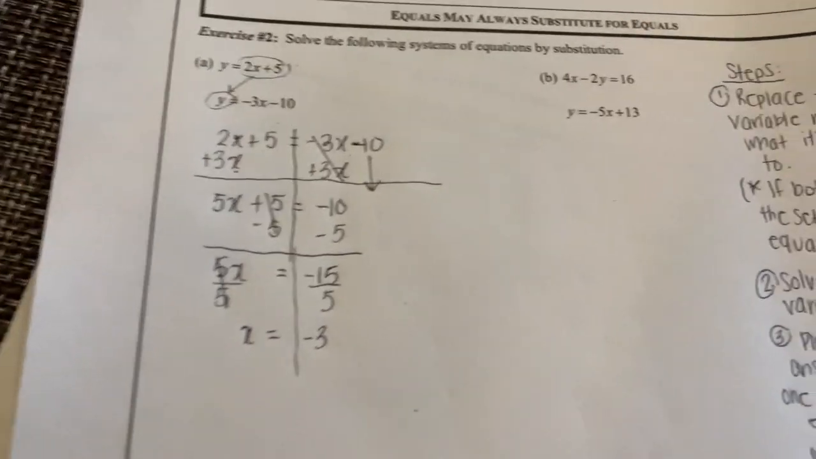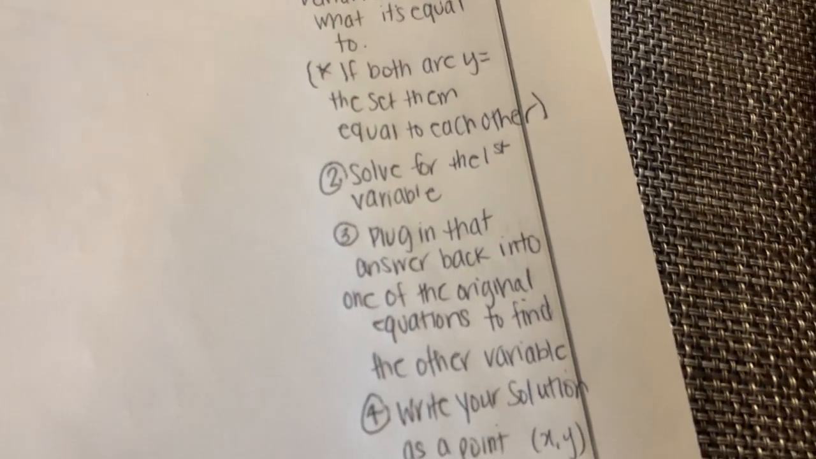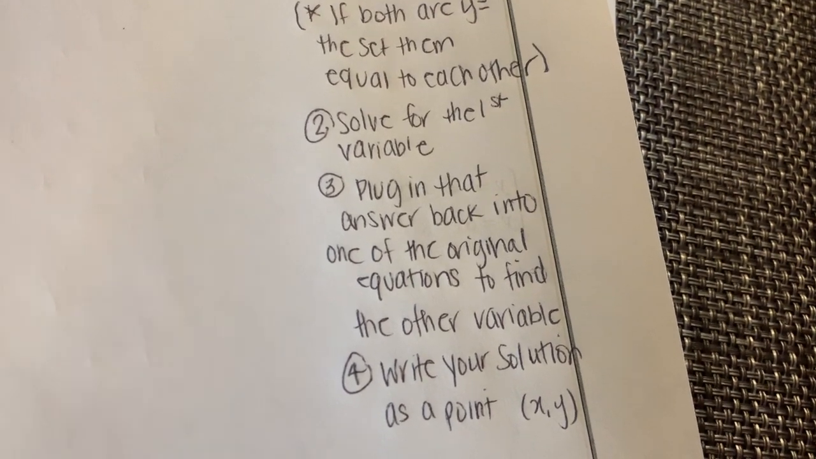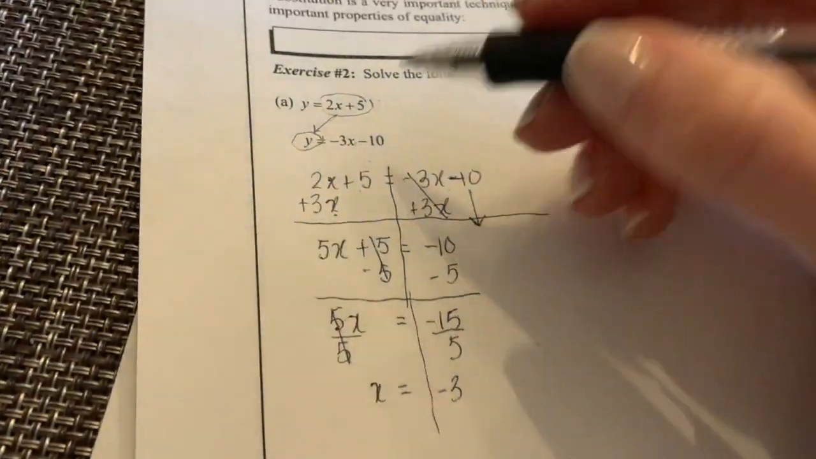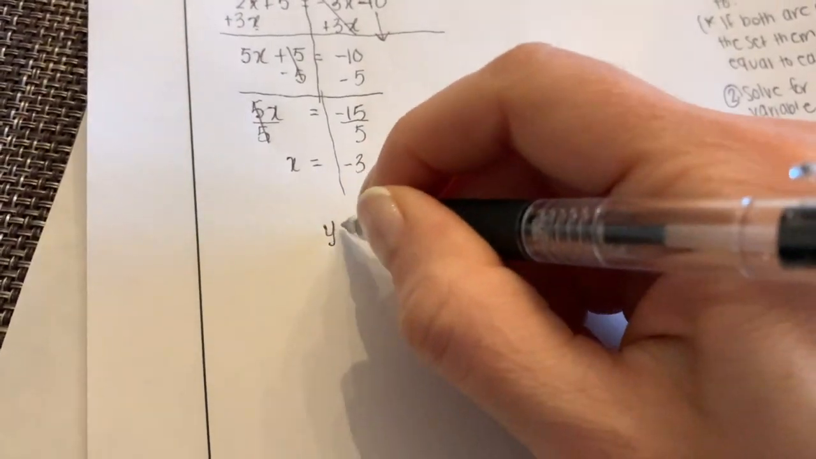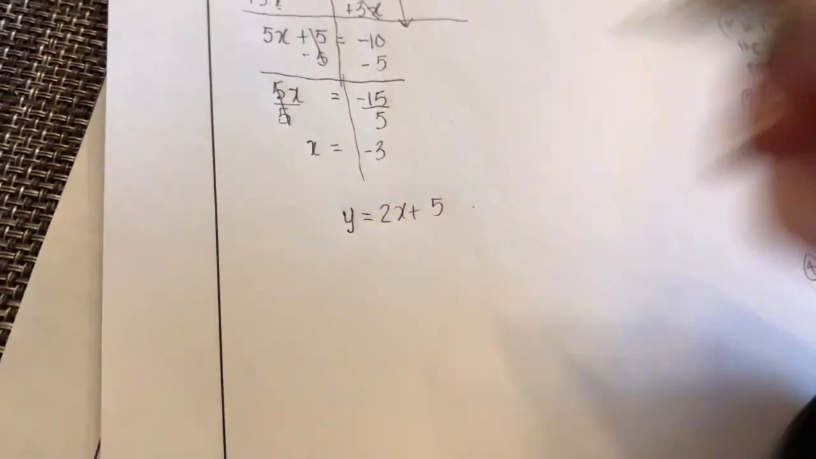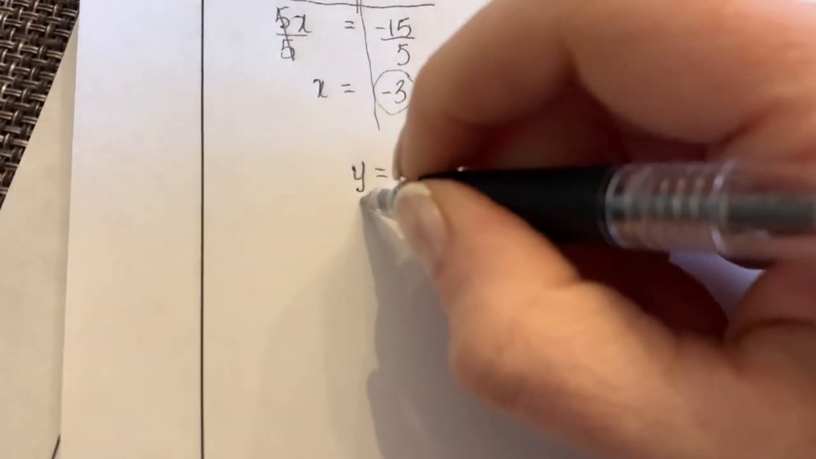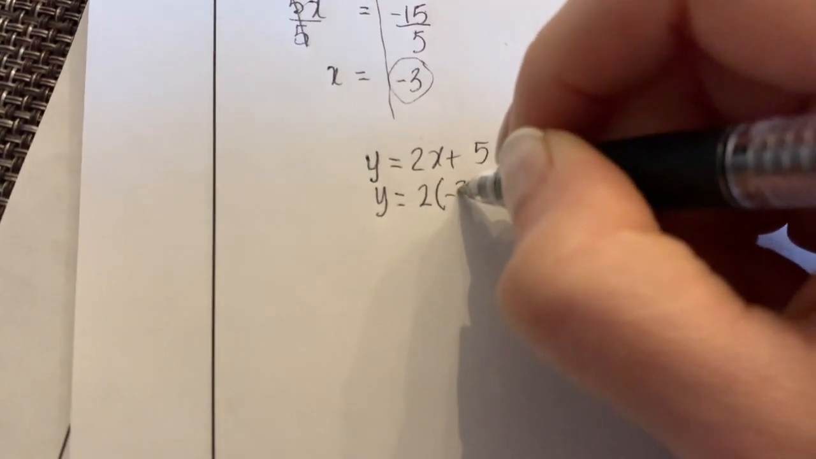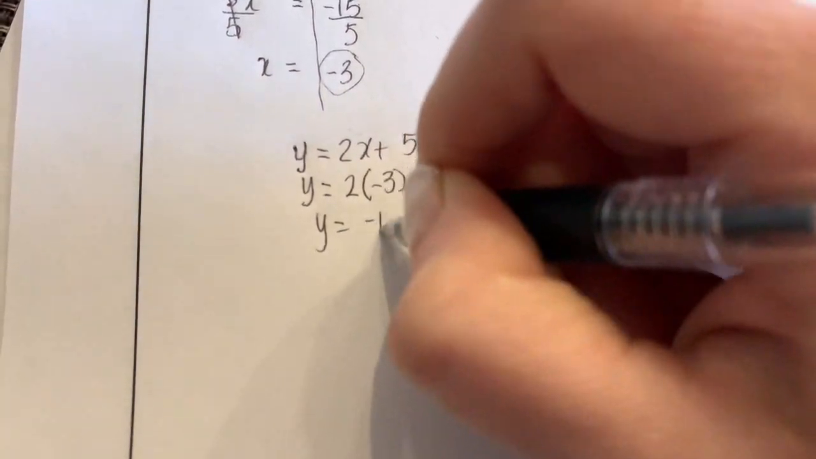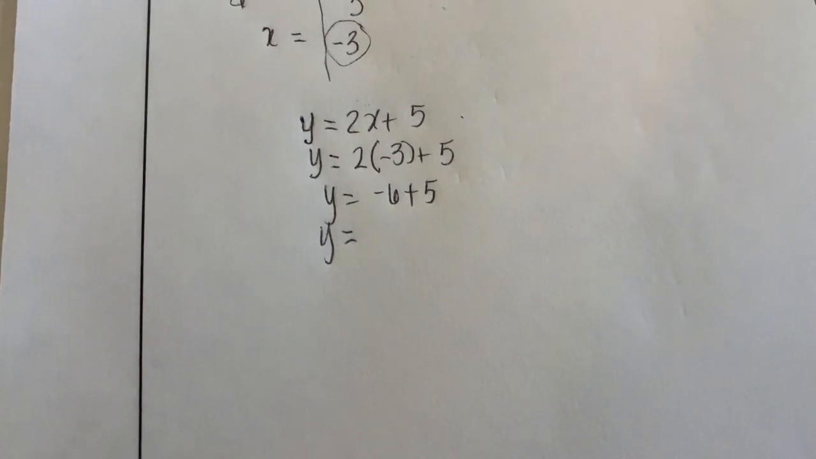That's just x. So now that I've solved for my first variable, I go to step 3, plug it back into one of the original equations to find the other variable. So I'm going to pick the easier one. I like the first one better. I'm going to use the first one. Y equals 2x plus 5. And I'm going to replace the x with a negative 3 so I can find y. Y equals 2 times negative 3 plus 5. So y is equal to, this is negative 6 plus 5. Again, use your calculators, guys. Negative 6 plus 5 is negative 1.